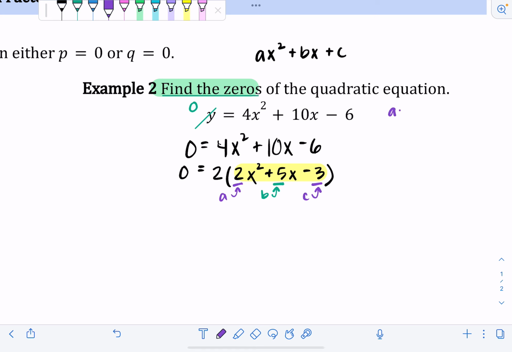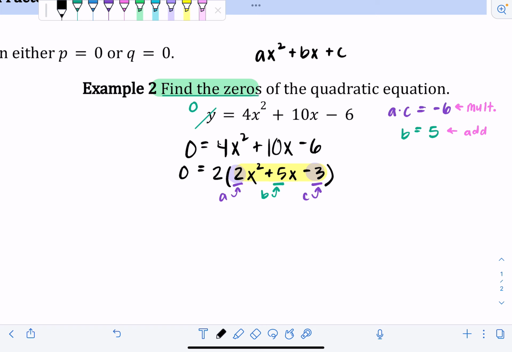So first we take A times C. That would be 2 times negative 3, which is negative 6. And then we'll jot down what B is. B is 5. The decomposition method requires us to break down this middle term. In order to figure out what we break it down to, we need to find numbers that multiply to A times C, so in this case they multiply to negative 6, and they add up to B, so they add up to 5.